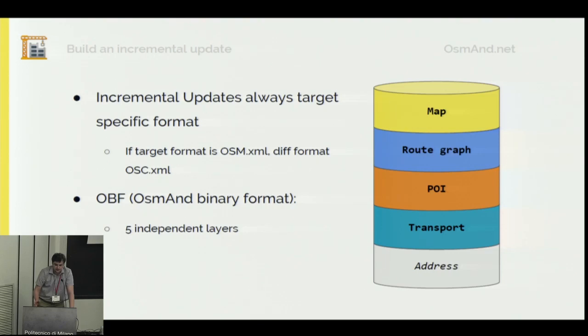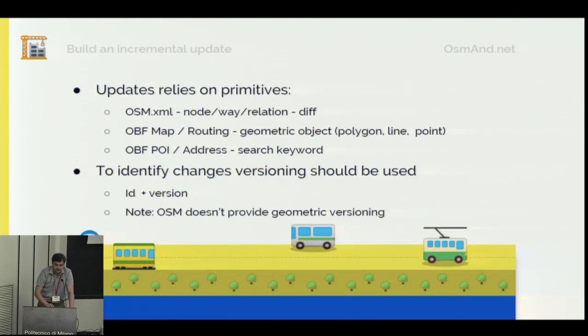What are the difficulties? Our binary format consists mostly of 5 layers: map, road graph, POI, transport, and address. So far, we don't support only address updates, but for each layer, we had to implement special logic. It's important to say that whenever you think about implementing an update mechanism, you need to find your primitives, and then think how you update the primitives themselves.